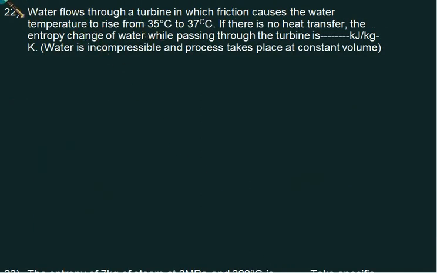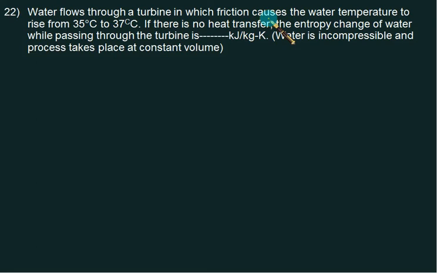Water flows through a turbine, and because of friction, the temperature of water will rise from 35 to 37. There is no heat transfer. You want to calculate the entropy change.